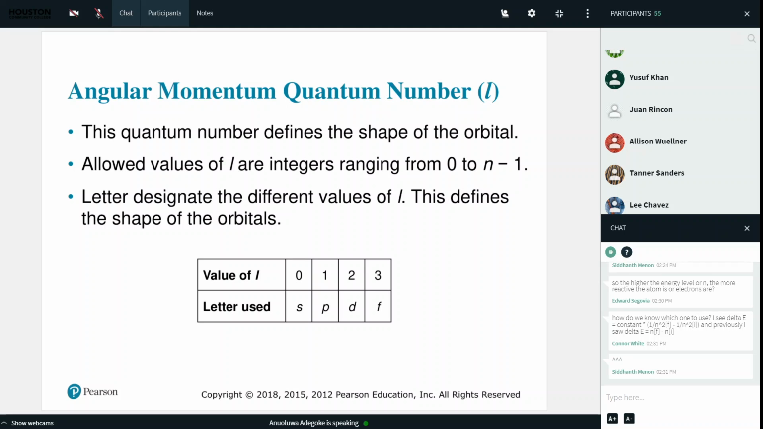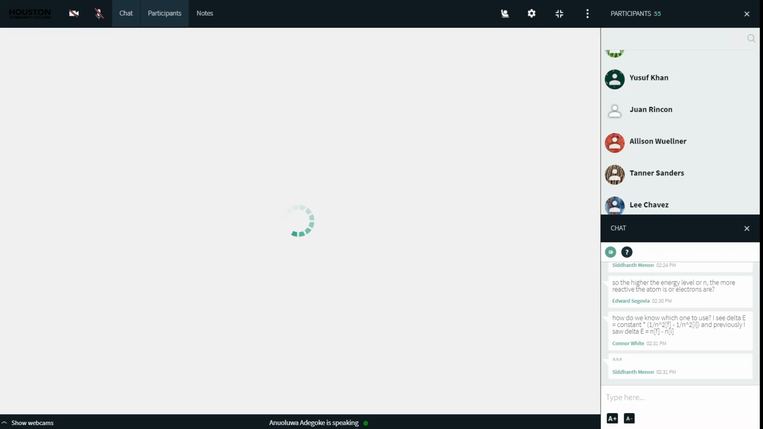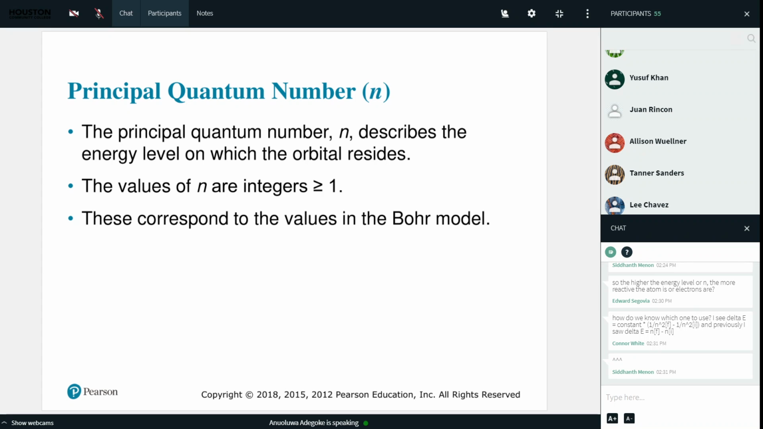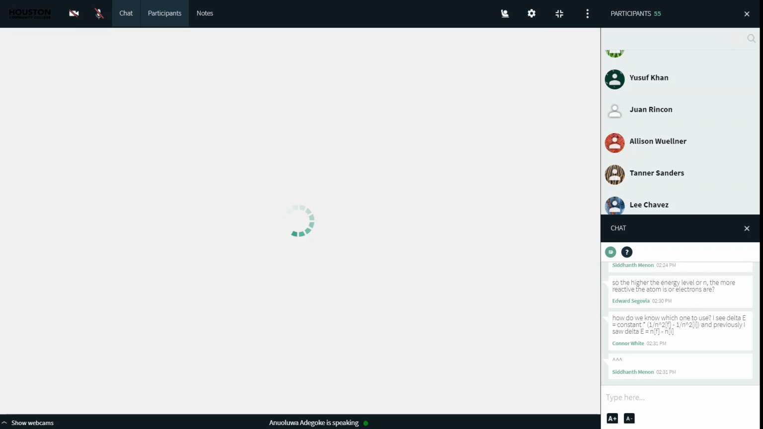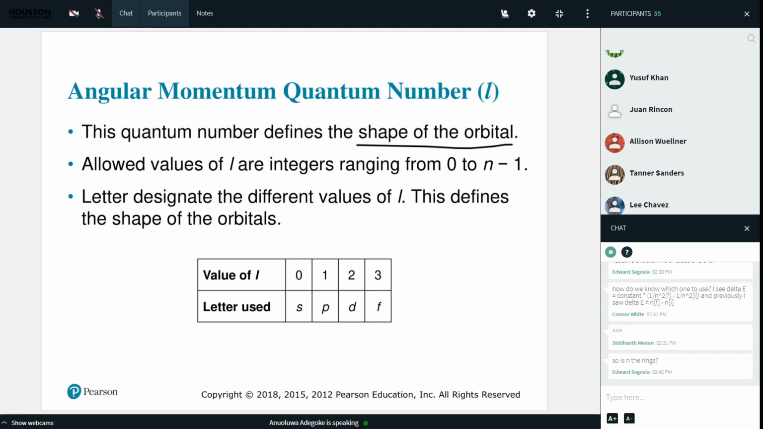So the first one is the principal quantum number, represented by n. It describes the energy level where the orbital resides. Okay? Now, next is the angular momentum quantum number. This describes the shape of the orbitals. The allowed values of L are integers ranging from 0 to n minus 1.